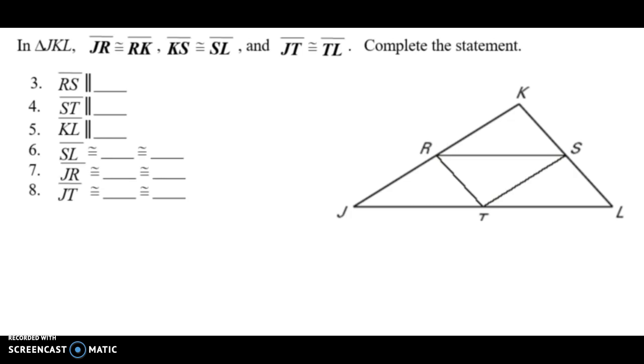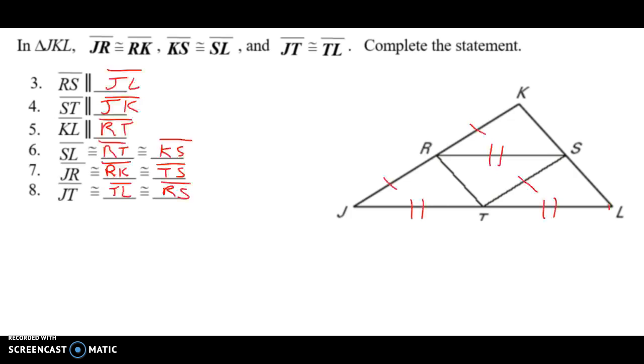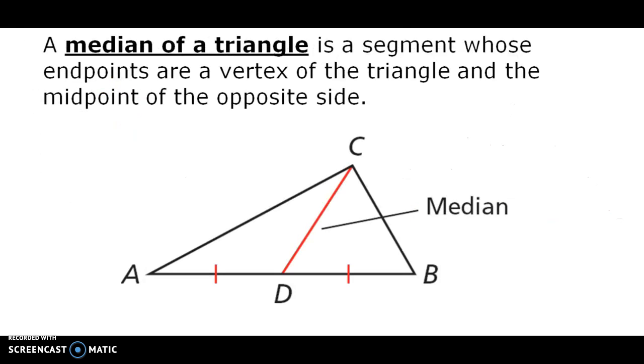Let's just take a second and fill this out. We have a new segment called a median. And a median is a segment whose endpoints are a vertex of the triangle and the opposite midpoint. So label those things on your picture real quick. D is a midpoint again.